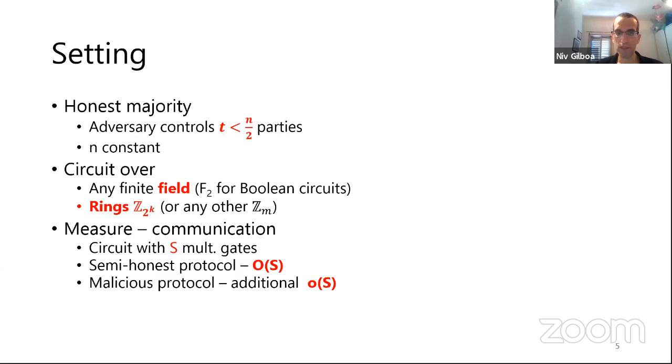Our main measure is communication. So we're thinking about a circuit with some number S of multiplication gates. And the semi-honest protocol, its communication is going to be large O of S. We're going to be interested in the exact constant there. This work is about constants, and I'll talk about that more during the talk. And the malicious protocol will have an additional little o of S. We're interested in concretely practical protocols. So the security is based on any PRG. We're not going to use any kind of public key encryption.